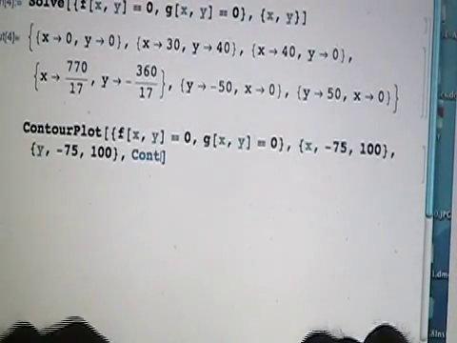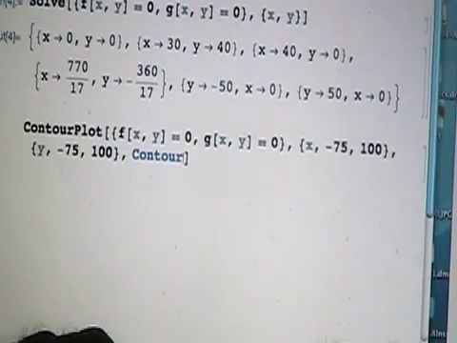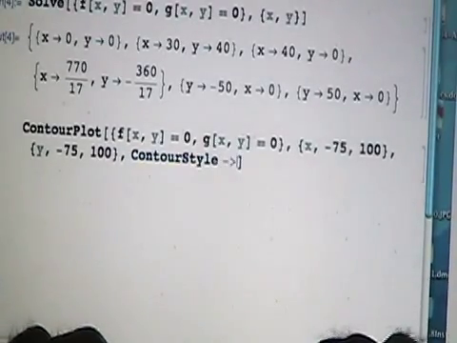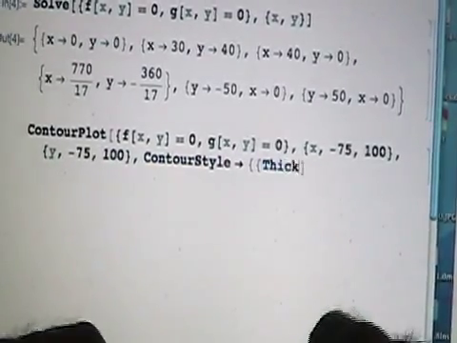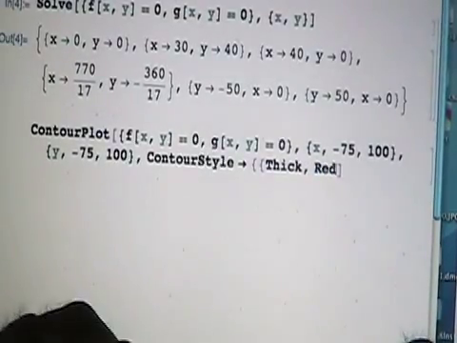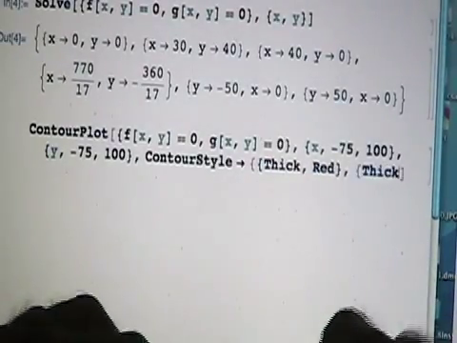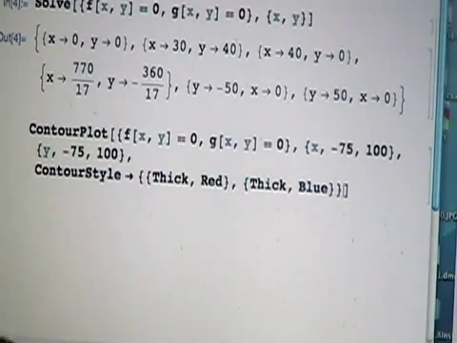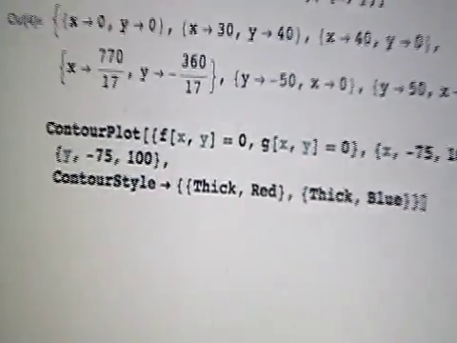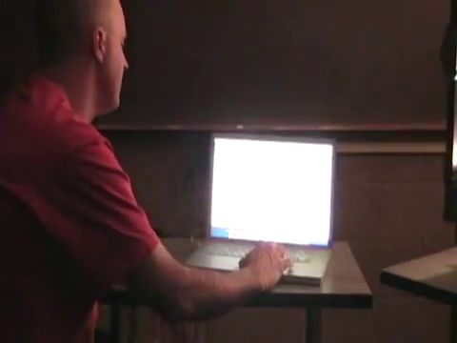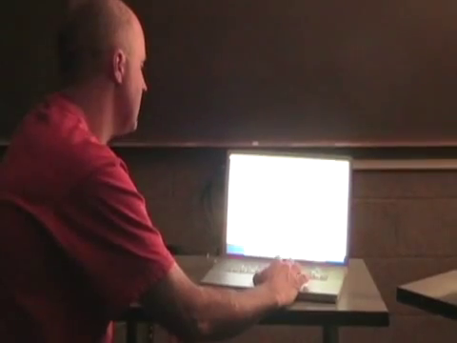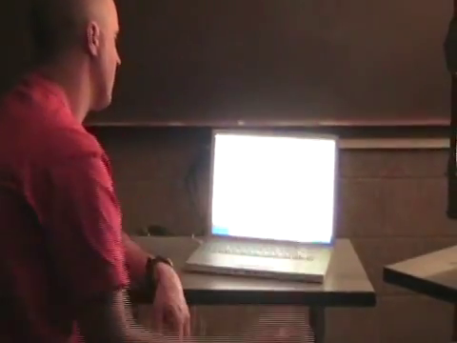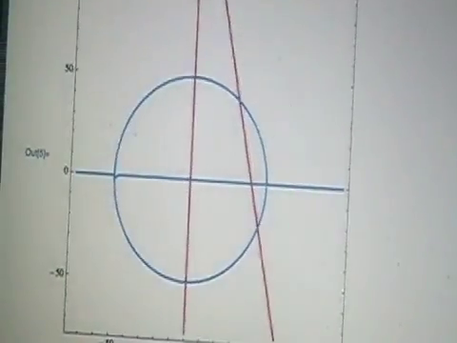And to make it easier to see, I better do ContourStyle thick, and I want to make different colors, so I'll do a red for the x nullcline and a blue for the y nullcline. Not PlotStyle. When you use ContourPlot, you've got to use ContourStyle. So here we go. There's the graph of the nullclines.